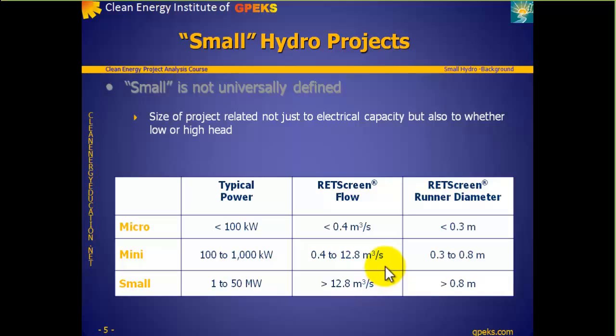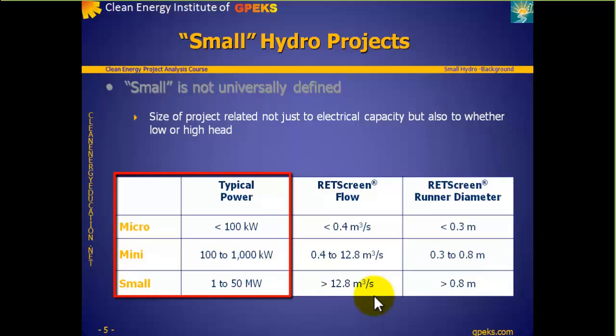Turbines with runners greater than 0.8 meters cannot be shipped easily by truck to an isolated site. The use of more than 4 mini turbines is not economical compared with a single larger turbine, so projects with maximum flow rates above 12.8 cubic meters per second make use of turbines with runner diameters greater than 0.8 meters and are therefore not considered mini hydro projects. They are simply known as small hydro projects.